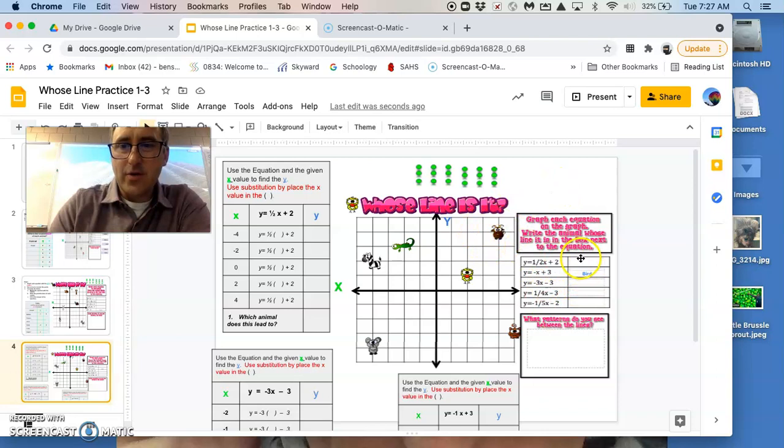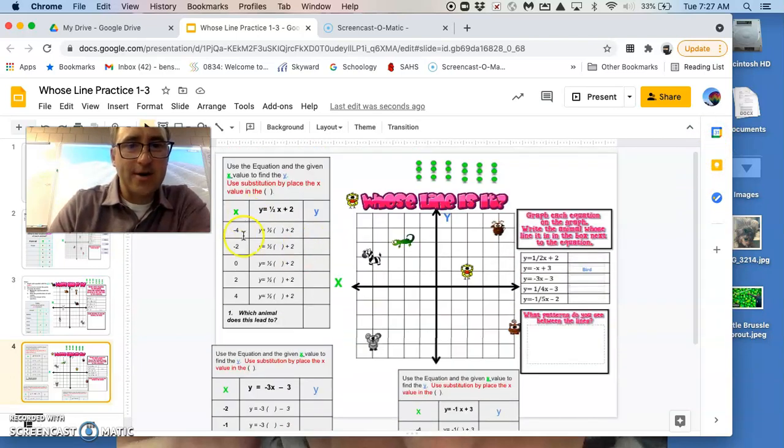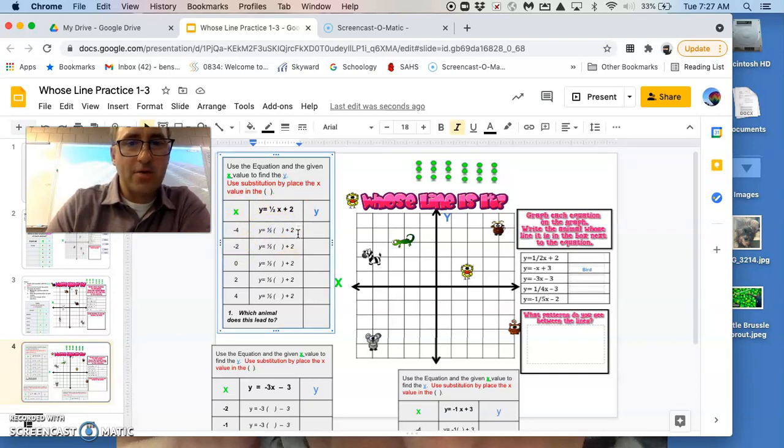On the last slide, again, we are given the equations and we're going to type in where the animal is. And then we see 1, 2, 3 tables. This time we are going to use our equations here and substitute the x number into the equation. For example, this says y equals 1/2 x plus 2. So when you're given an x over here like -4, you would come over here and type in -4. And then I do the math. What's half of -4? -2. -2 plus 2 is 0.